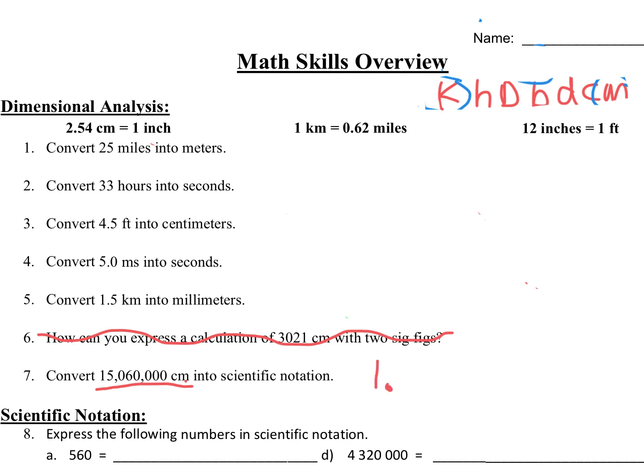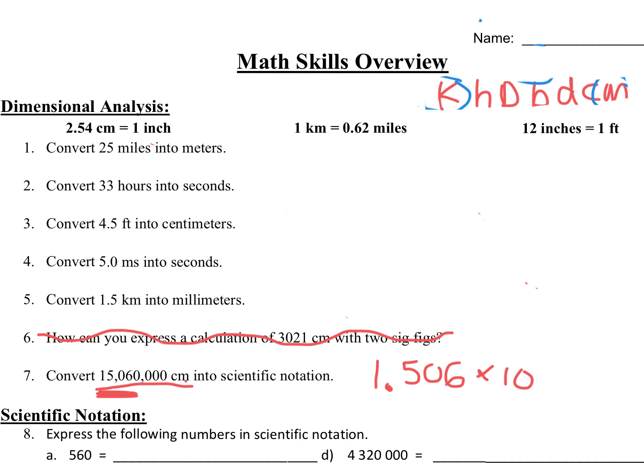You take that number and you put a decimal point after it, and then you write out all the other numbers up to the non-zero digits. So I'm going to put 1.506. See how those are all the numbers that are non-zeros? Now, I'm going to multiply by 10.